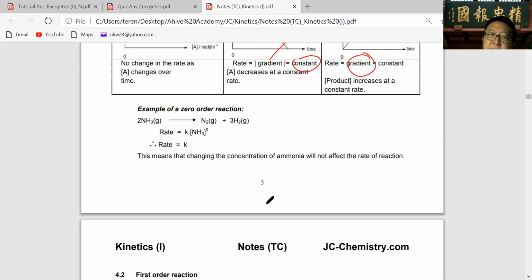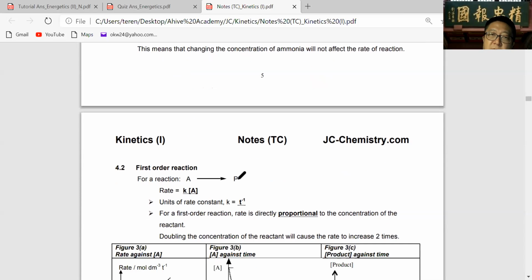Right. First order is k times A to the power of 1. For order of reaction, just like I mentioned, on how to derive the units, the units are not fixed. So you must read the question. If the question tells you the rate of reaction is mole per dm³ per minute, this is minute minus 1. Per second, second minus 1. Read the question.